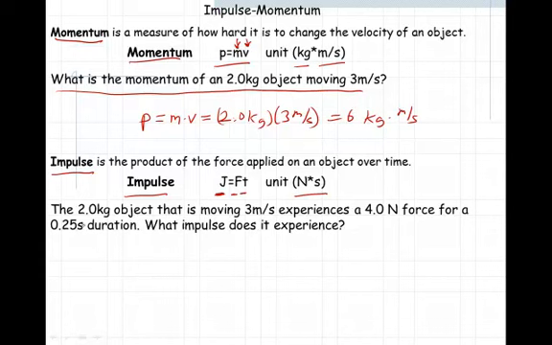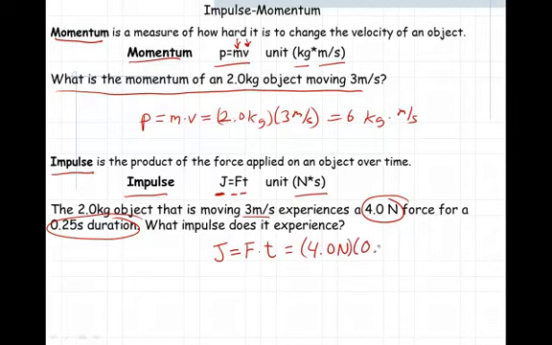This example says the 2 kilogram object that is moving 3 meters per second experiences a 4 Newton force for a 0.25 second duration. What impulse does it experience? So with our equation of impulse equal to force times time, we would simply take 4 newtons, multiply it times that 0.25 second duration in which it's experiencing that force, and we would get 1 Newton second.